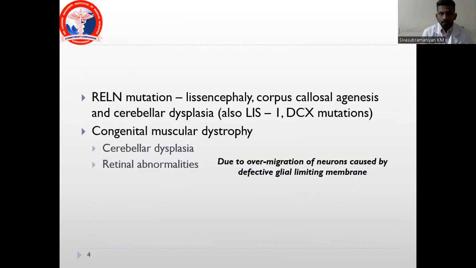So, disorders of cerebellar migration, that is the RELN gene mutation, typically lead to lissencephaly, corpus callosal agenesis, and dysplasia of the cerebellum. And other congenital muscular dystrophies also cause retinal abnormalities and cerebellar dysplasia.